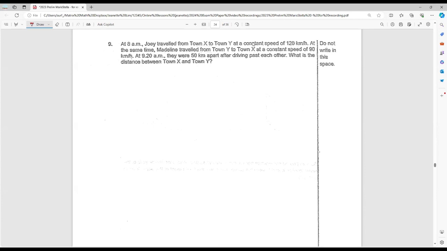Okay, so let's draw it out. This is town X, this is town Y. Joey is traveling from this direction, 120 km per hour. And then Madeline is on the other side, 90 km per hour. So they were 50 km apart after driving past each other. Now they're going to meet, right? They started at the same time. They're going to meet, but not in the middle because Joey is faster. So they're going to meet somewhere towards the right.